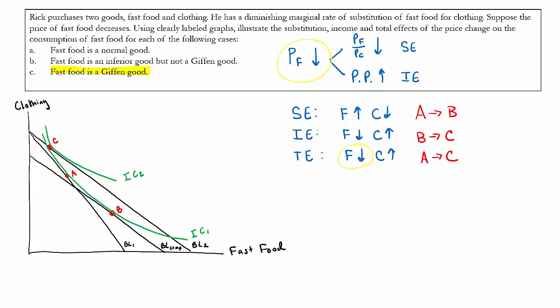This graph shows the consumer substituting away from clothing towards fast food, according to the substitution effect. It shows the consumer, according to the income effect, buying less of the inferior fast food and more of the normal clothing, and ultimately from A to C, moving away from fast food and towards clothing.